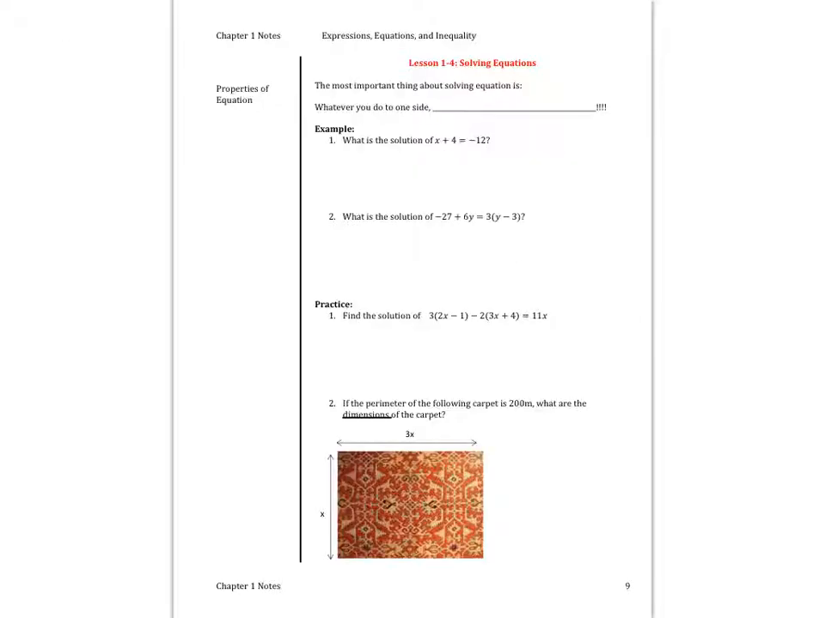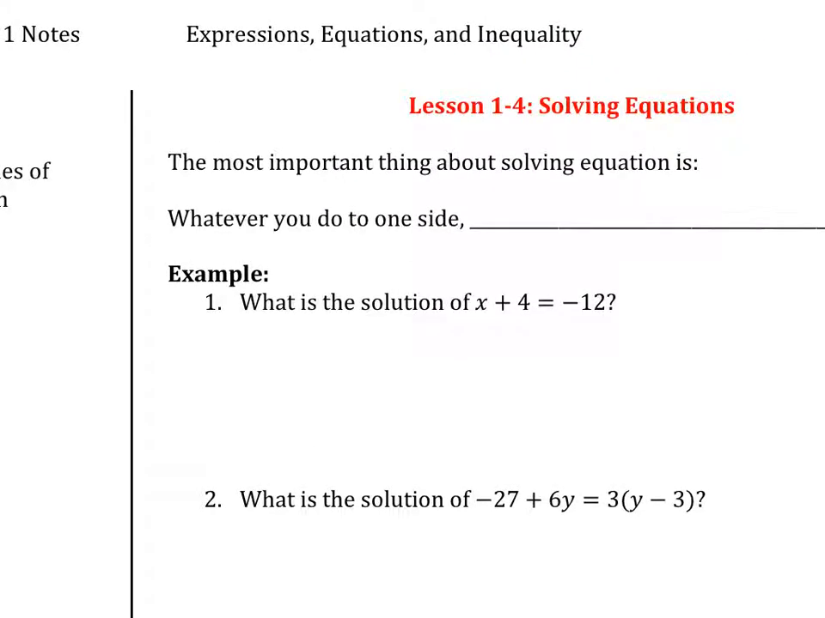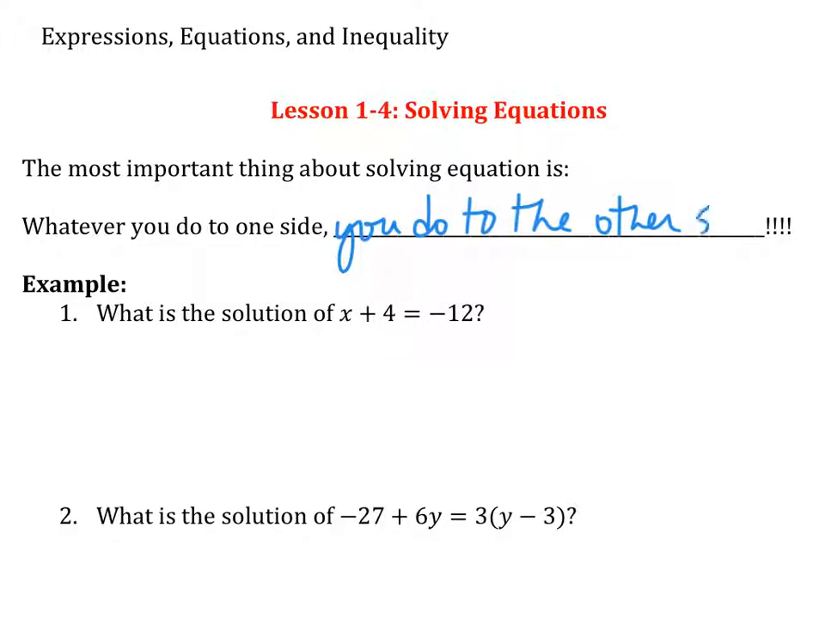Next section. Solving equations. The most important thing about solving equations is whatever you do to one side, you do to the other side. So basically, when we solve equations, that means there is an equal sign. That means there are two sides. So whatever you do to one side, you got to do it to the other side.